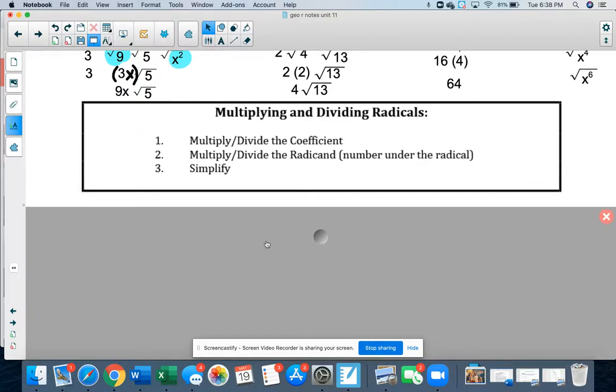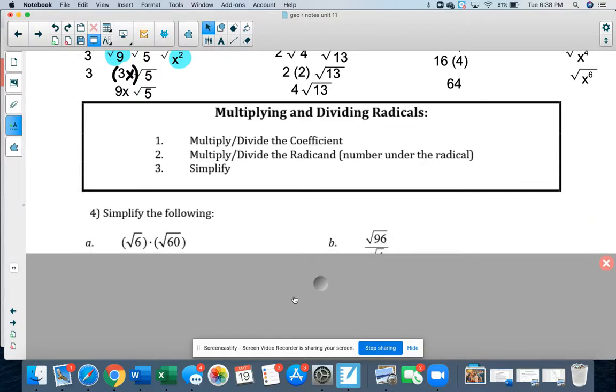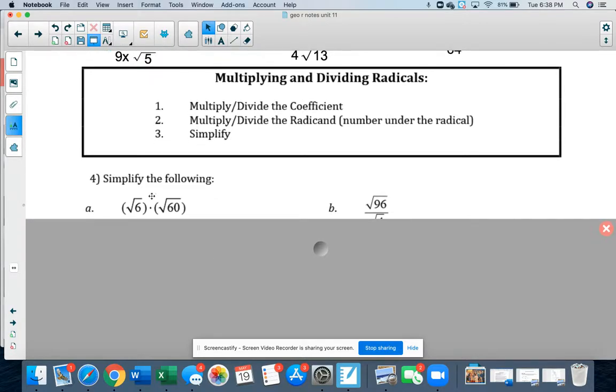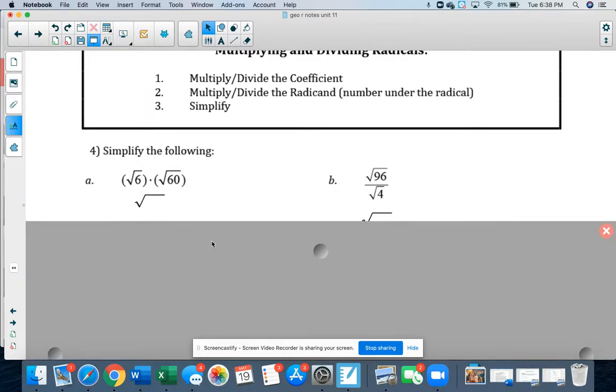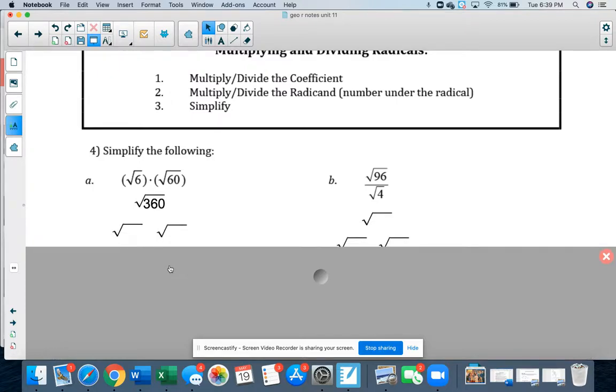All right, so if I'm looking at A, I have radical 6 times radical 60. Are there any numbers in front? No, there's really just ones. 1 times 1 is going to stay 1. Multiply the number under the radical. 6 times 60 is 360. Now I need to simplify that. I need to say what times what is 360.